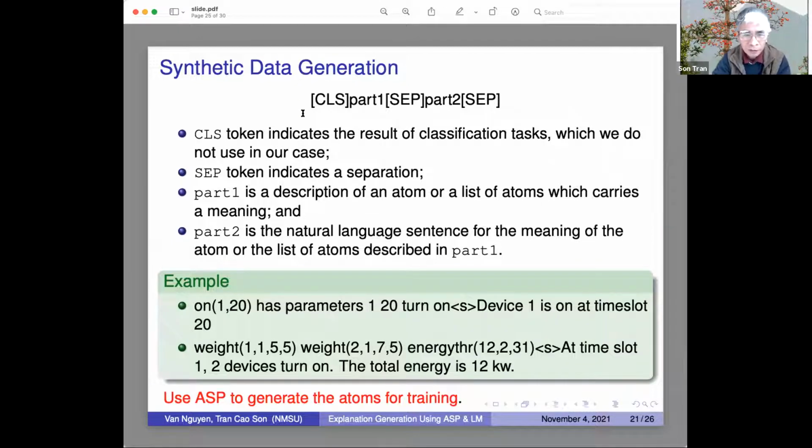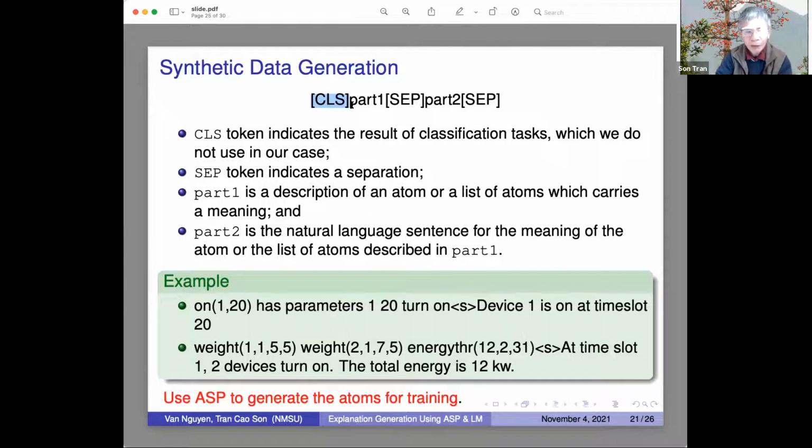let's observe that this is a kind of standard. The first line here shows the standard pattern that we have to enter into the transformer, right? We did not use this part. This is the classification, we don't need this, but part one is a description of the atom, and part two is the natural sentence for the meaning of the atom.